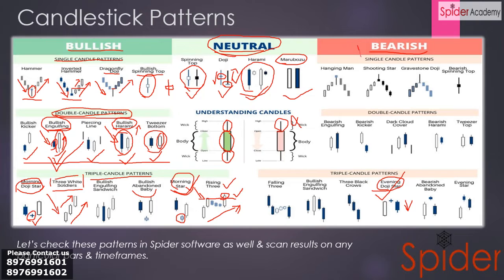Next we have bearish patterns. These bearish patterns are exactly the opposite of these bullish patterns. Okay, but still we will discuss this. There are also changes in name. Ideally यहाँ पर अगर आप देखोगे तो यहाँ पे हैमर लिखा था, but यहाँ पर है हैंगिंग मैन. Okay, कुछ changes है names में. Okay, so we'll still discuss all the patterns. So single candle patterns we have hanging man, shooting star, gravestone doji, and bearish spinning top.